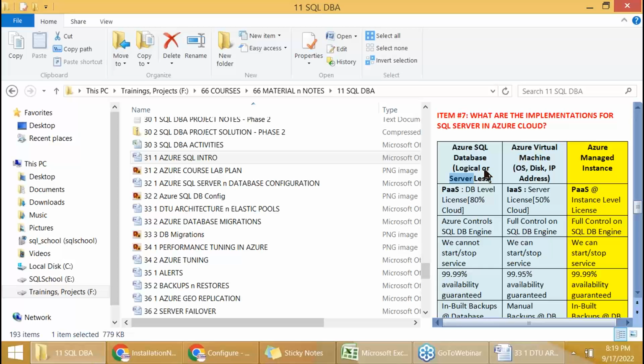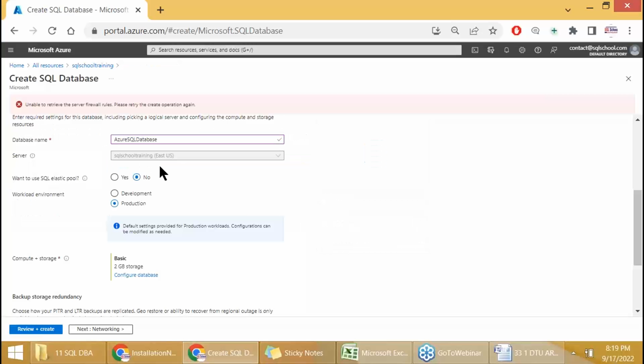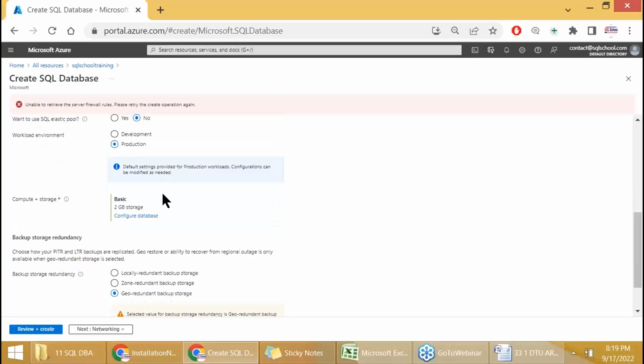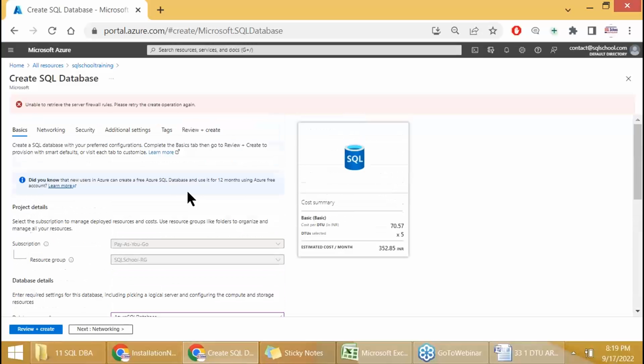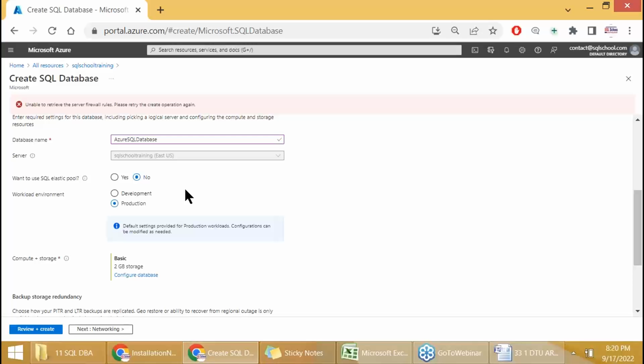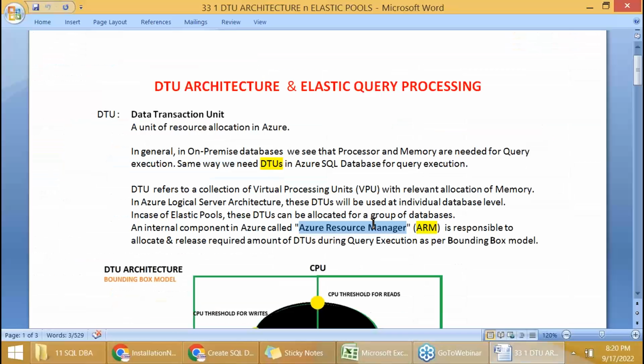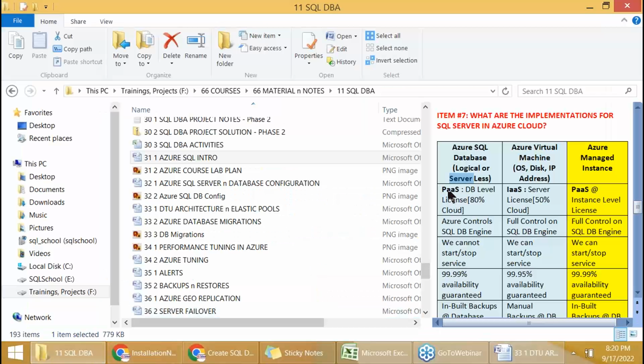Observe carefully, please. No access to the service, no control on the SQL Server service, and no access to your physical drive path. For example, while configuring a database, we don't bother about the location of the data file, the location of the log file, or the size of the file, or any other properties of the file. We cannot. It is logical. That is what PaaS, platform as a service, means. We don't have any control on the service.